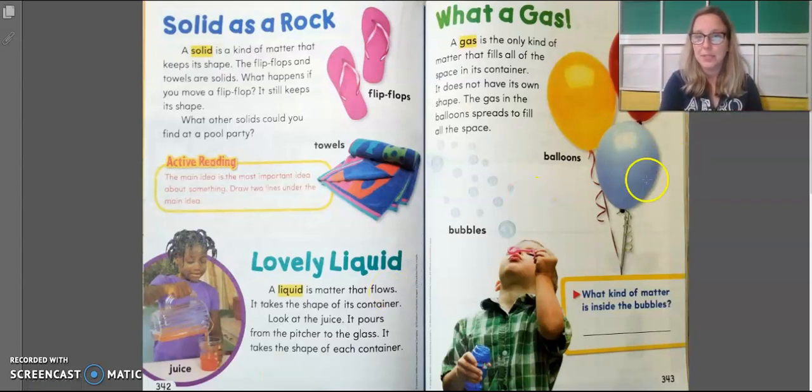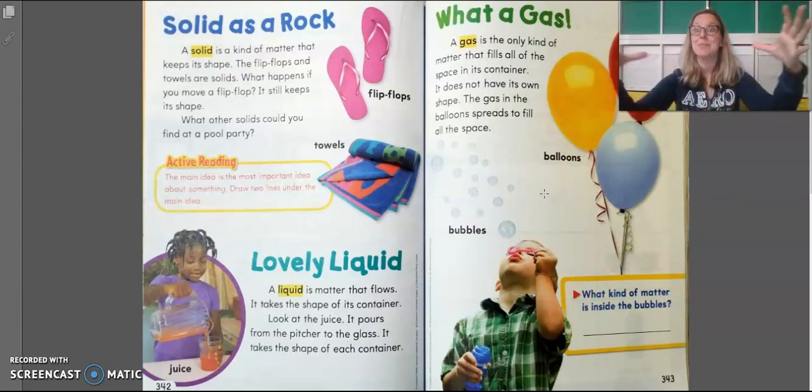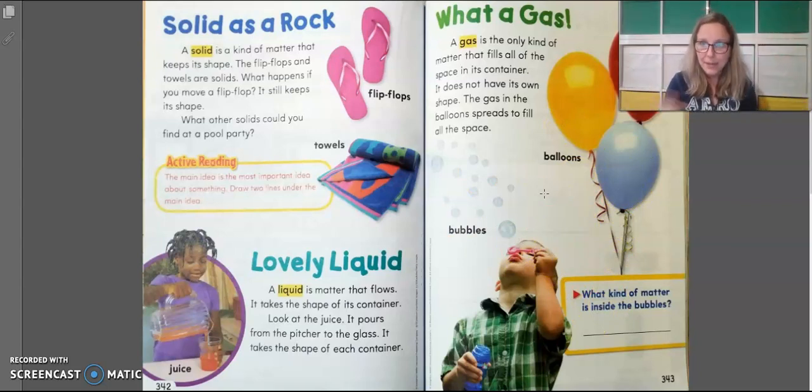We've got some balloons here and some bubbles. Now the balloon itself is not a gas, but the air we blow into it is the gas. The bubbles themselves are not a gas, but the breath we blow into them to make them bigger is the gas, okay? So what kind of matter is inside the bubbles?